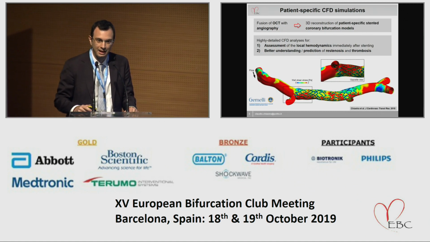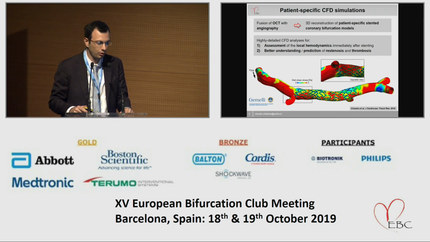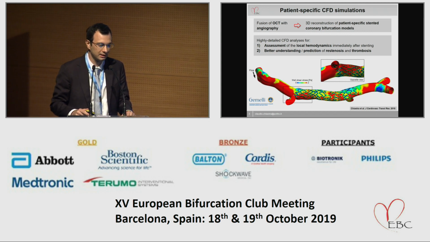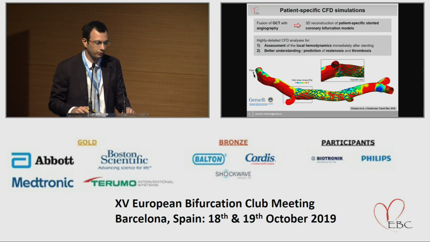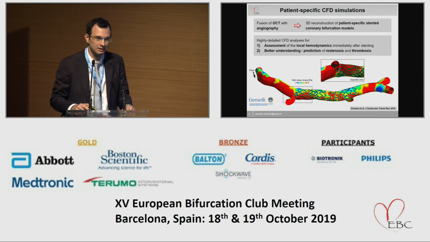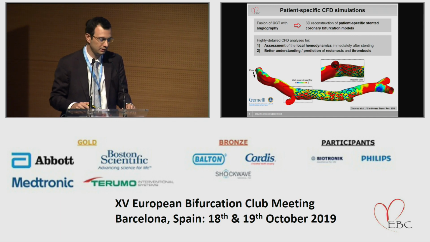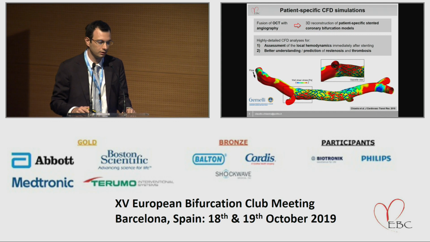When considering the patients, today the fusion of OCT with angiography enables the 3D reconstruction of patient-specific coronary bifurcation models that include the stent to be used for very highly detailed CFD simulations. And the main goal of this simulation is the assessment of the local hemodynamics immediately after stenting and the better understanding of restenosis and thrombosis processes.